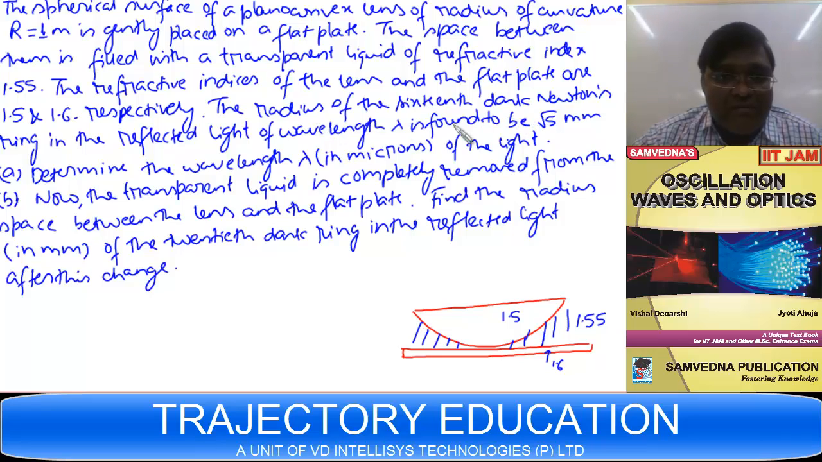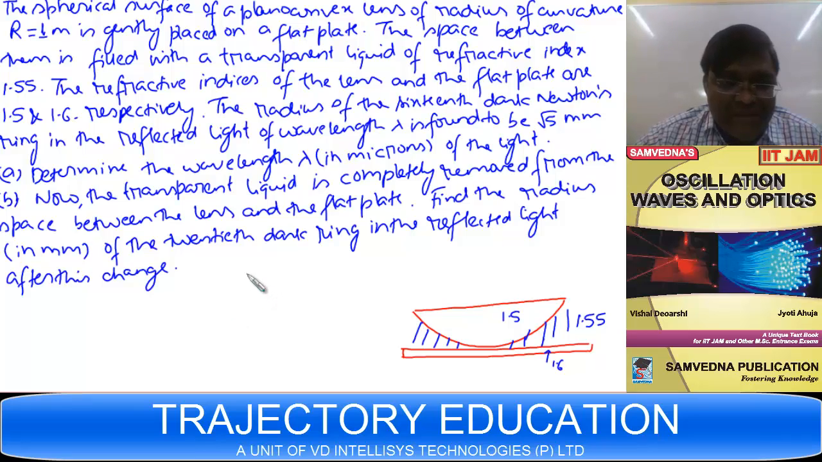It says the radius of the 16th dark Newton ring in reflected light of wavelength lambda is equal to √5 millimeter. Determine the wavelength lambda in microns of the light.